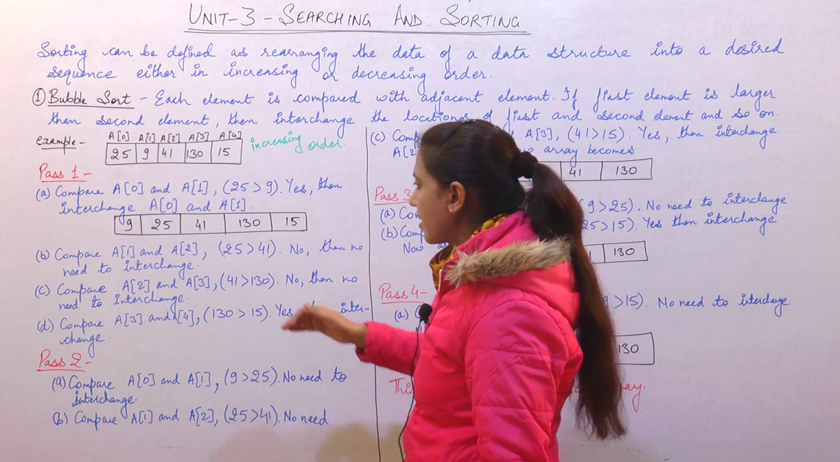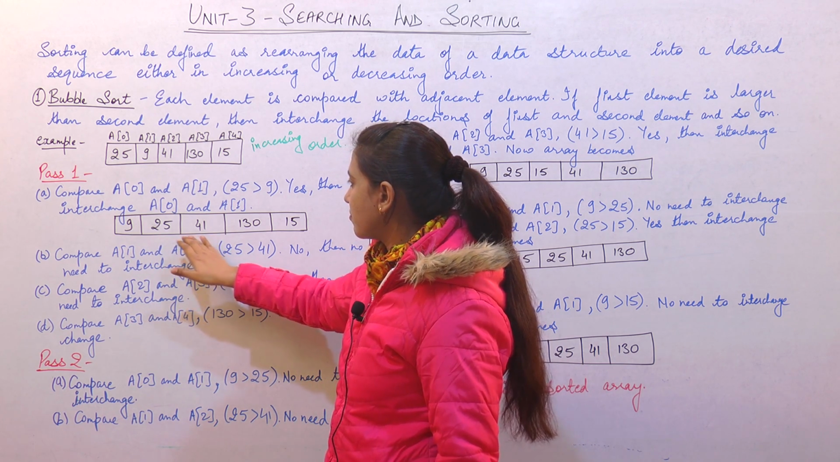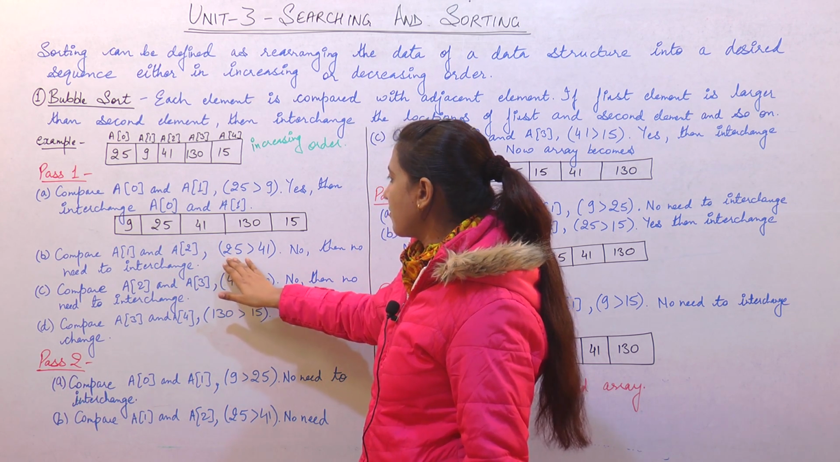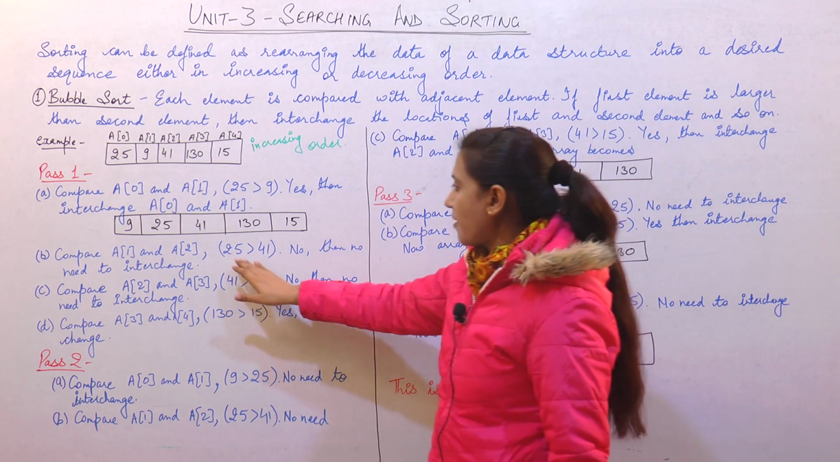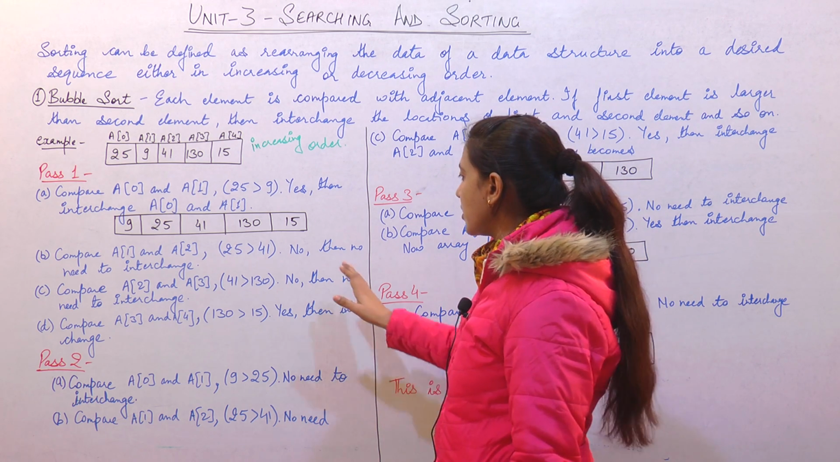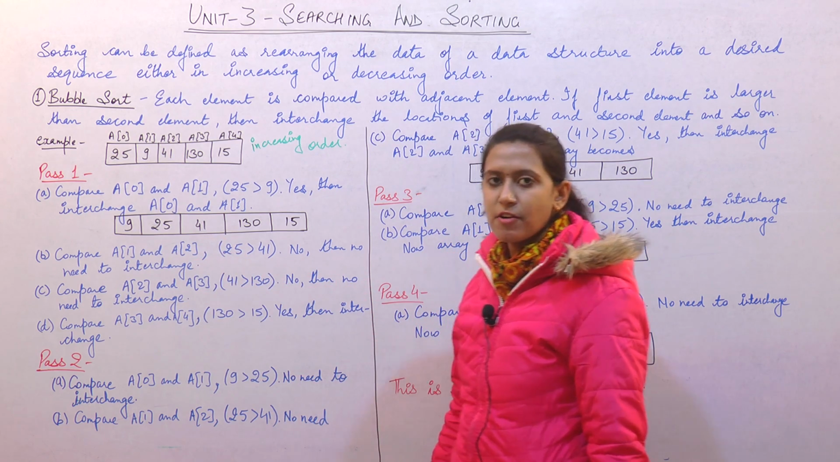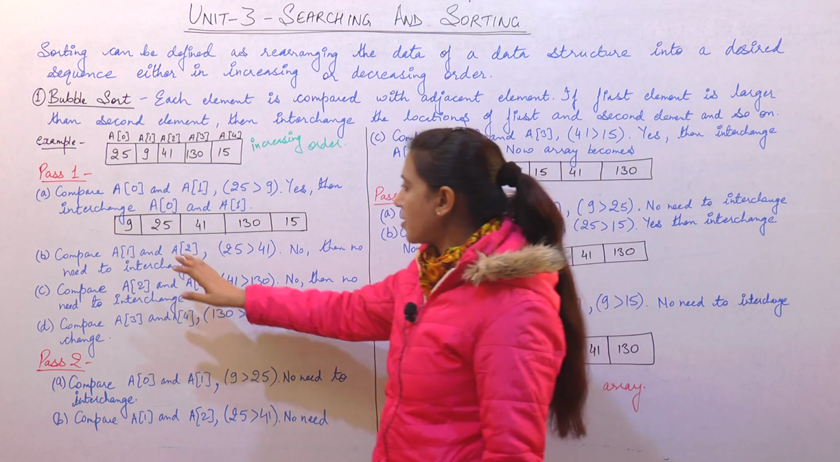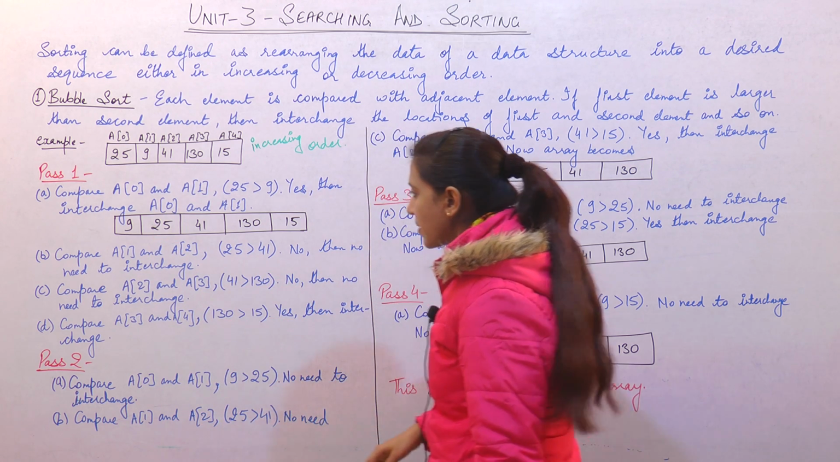Now we will compare the next two elements, A1 and A2. A1 contains the value 25 and A2 contains the value 41. Since 25 is not greater than 41, there is no need to interchange. We will not interchange the positions of 25 and 41, because according to their values they are properly arranged.